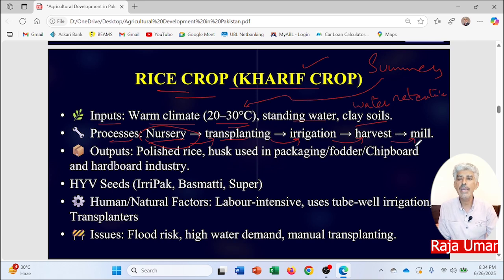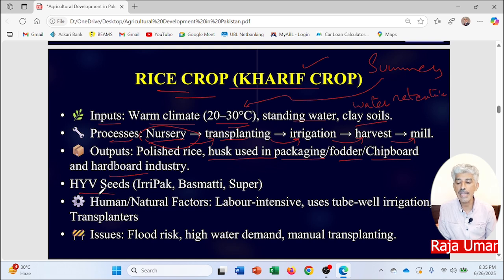Then it is transported to rice mills where the polishing process is done. The polished rice we get from the shops and shopping malls in our grocery is done in the industry. The husk is removed from the rice; rice is naturally packed in a brown packet, that is what we call the rice husk. That is separated from the main grain, and the husk is used in packaging, animal fodder, and chipboard and hardboard industries. They are made with that rice husk.